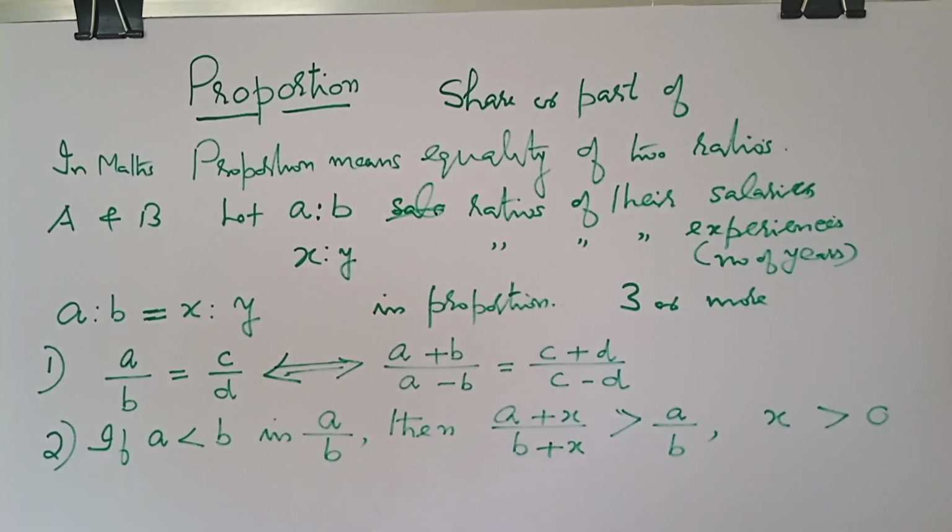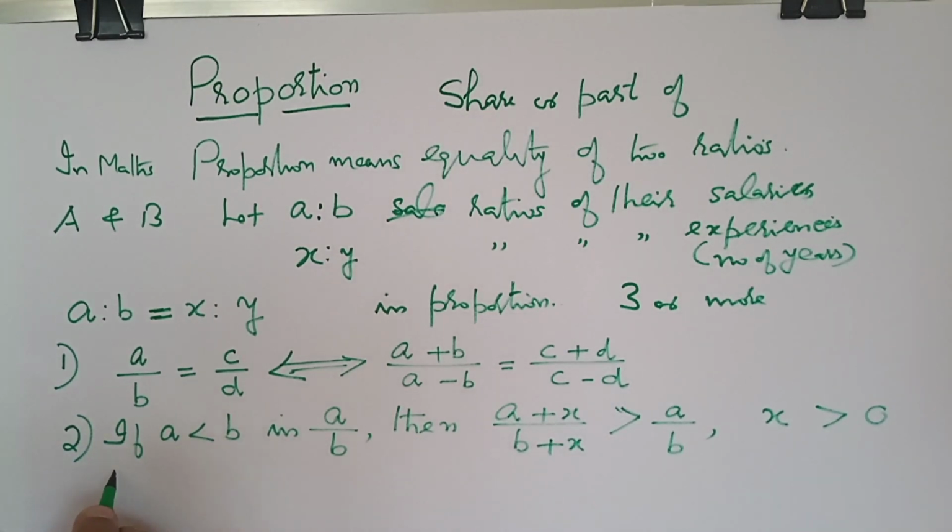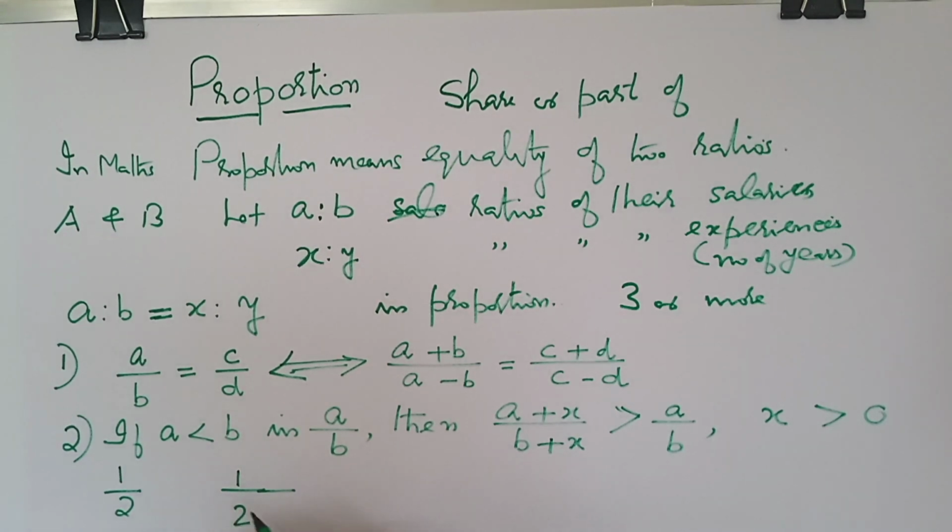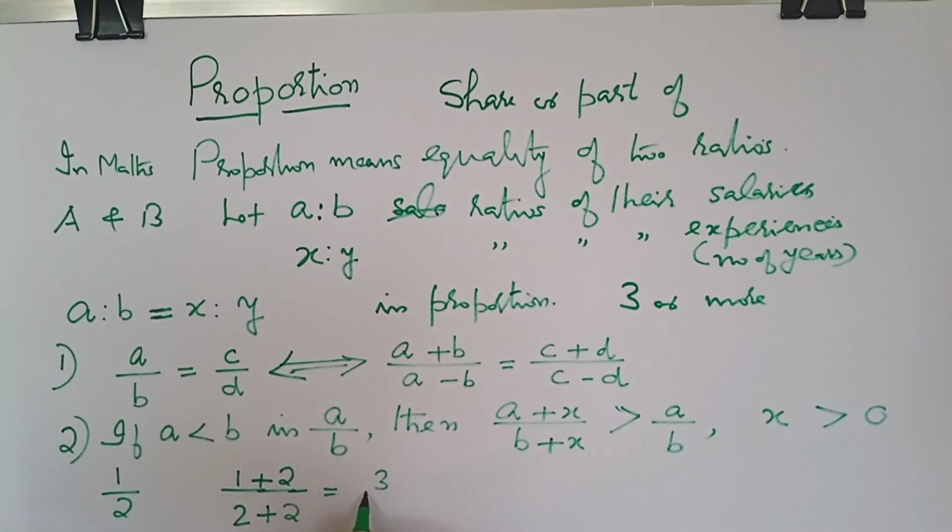I will illustrate this result with a numerical case. For example, take 1 by 2. As you can see, A is this, B is this. 1 is less than 2. Now what I am going to do is add the same number to the numerator and denominator. Let the number be say 2. Any number greater than 0 is good enough. So what do you get? 3 by 4. And now you compare these two.